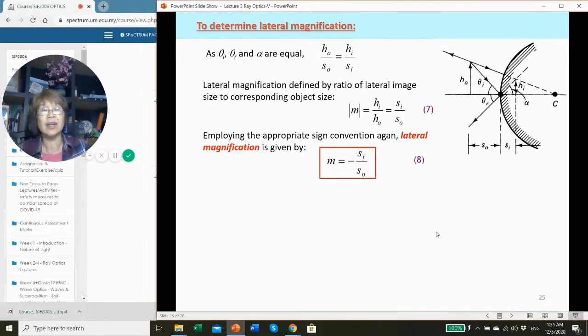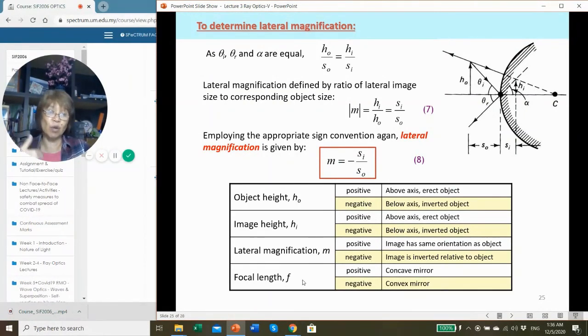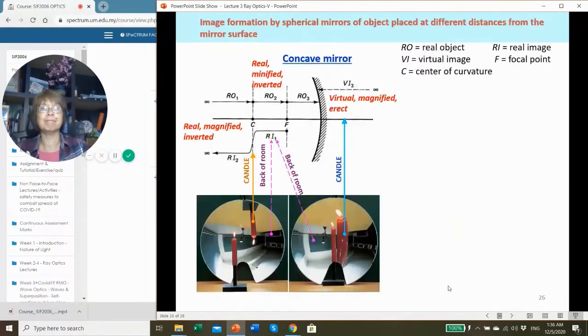And because of the sign convention that we adopted, the lateral magnification is given by negative s_i over s_0. So this table gives you a list of whether the value is positive or negative for the object height, the image height, the magnification, as well as the focal length. What does it represent? You can read through the table, but in order to understand how to use it, it's better that you practice some examples and do some calculation, then you will understand it better.